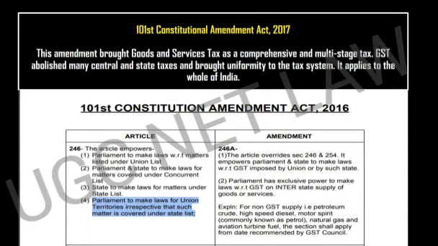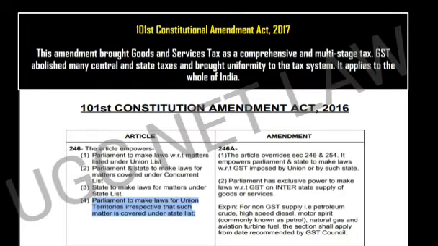101st Constitutional Amendment Act 2017. This amendment brought the Goods and Services Tax, GST, as a comprehensive and multi-stage tax, which abolished many central and state taxes and brought uniformity to the tax system. It applied to the whole of India.